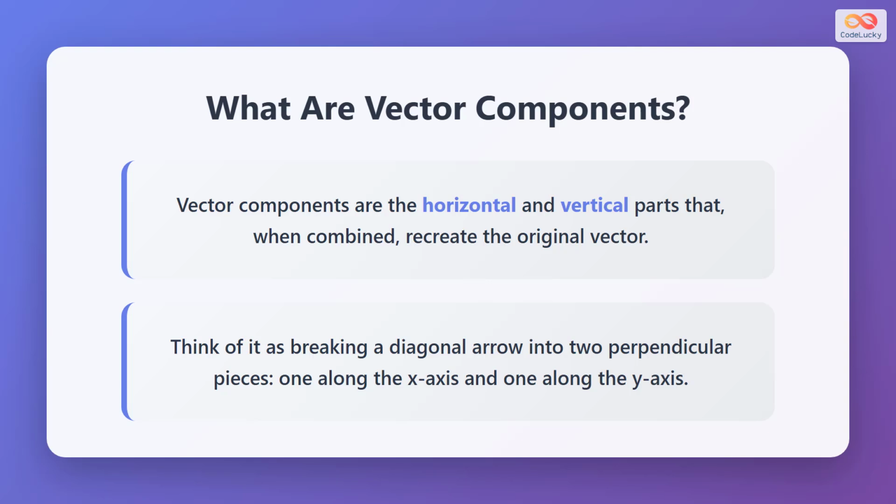Vector components are the horizontal and vertical parts that, when combined, recreate the original vector. Think of it as breaking a diagonal arrow into two perpendicular pieces, one along the x-axis and one along the y-axis. Imagine pushing a box at an angle. Instead of thinking about the diagonal push, we can break it into how much we're pushing forward and how much we're pushing upward. These two simpler motions together create the same effect as the original diagonal push.